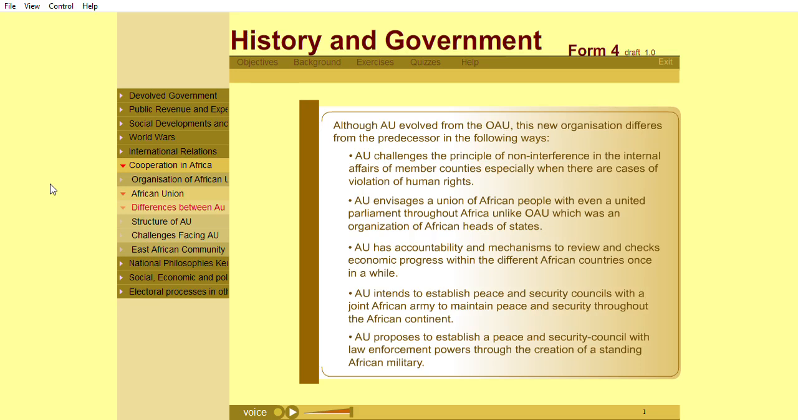AU has accountability and mechanisms to review and check economic progress within the different African countries once in a while. AU intends to establish peace and security councils with a joint African army to maintain peace and security throughout the African continent. AU proposes to establish a peace and security council with law enforcement powers through the creation of a standing African military.